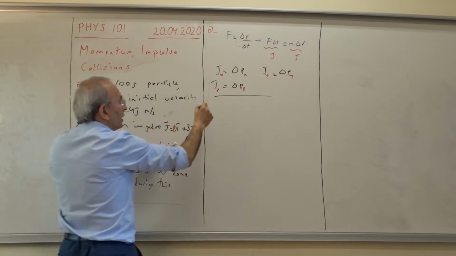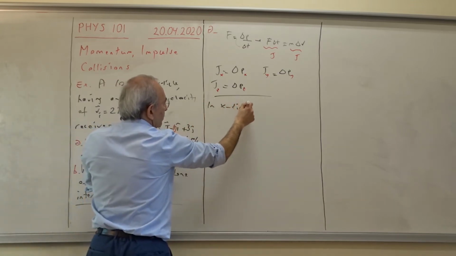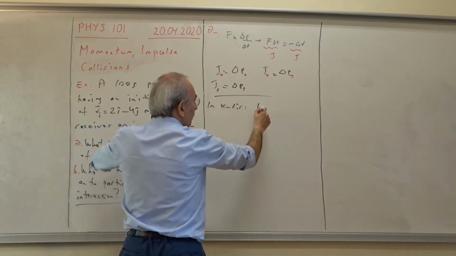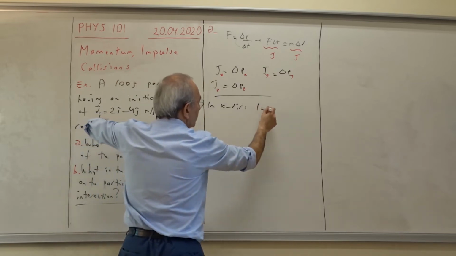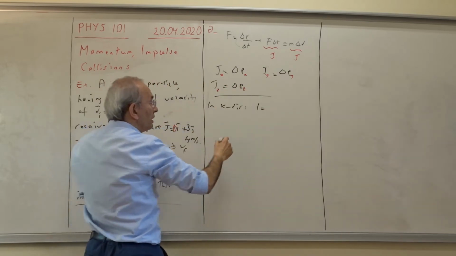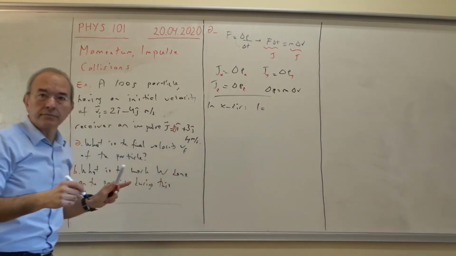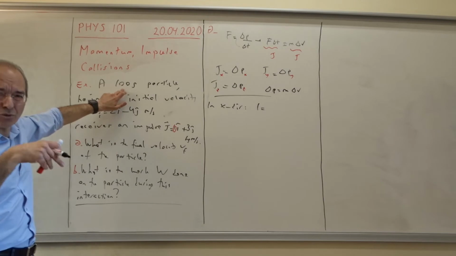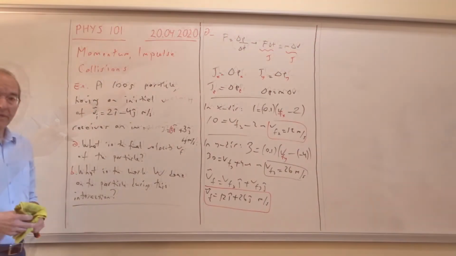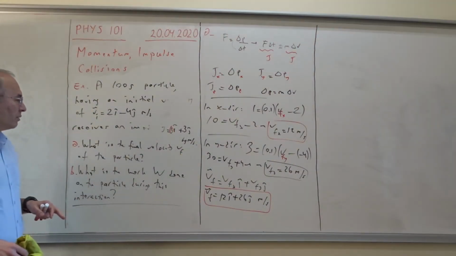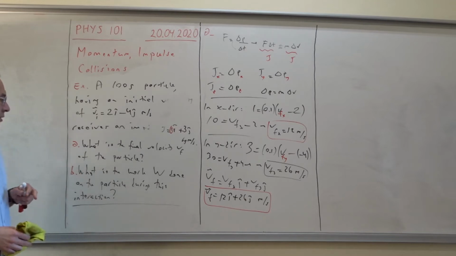Okay. So in the x direction, what happens? 1 for the Jx is equal to delta P. What is delta P? Delta P is, of course, m times delta v. M is given, but it is in grams, so we should write this 0. Now let us find part B. What is the work that will be done on the particle during this interaction?